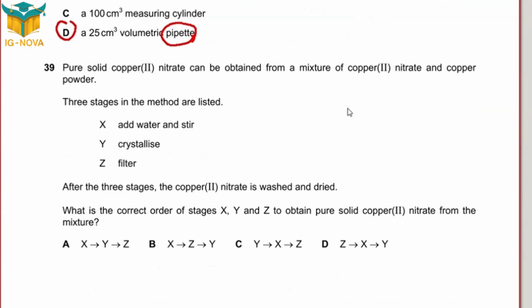Pure solid copper nitrate. Copper nitrate means aqueous, so I need crystallization. But what does he want? A mixture of copper nitrate and copper powder. Copper powder is water insoluble. So first add water to dissolve the copper nitrate, then do filtration. So add water first, then filter, then crystallize. So B.